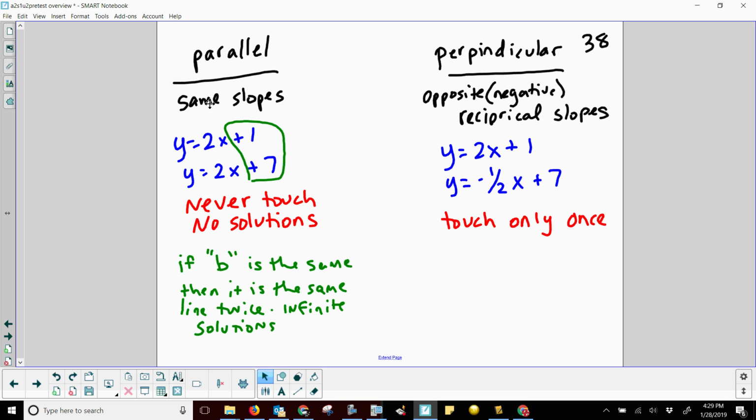Parallel lines, they have the same slopes, and they should never touch and have no solutions. However, if these b values are the same, then even though the lines are parallel, they're technically actually the same line twice, and you could have infinite solutions. They don't call them really parallel lines, but for this, I think they do. I mean, they are parallel. They're just also the same line. So that one actually could maybe have 2 answers to it, so just be careful.